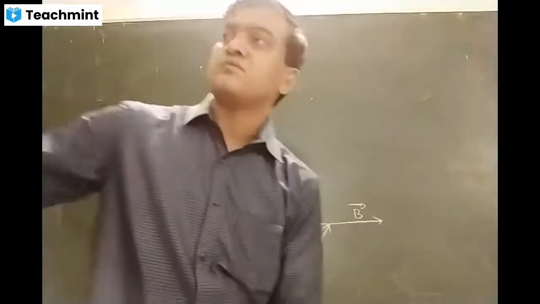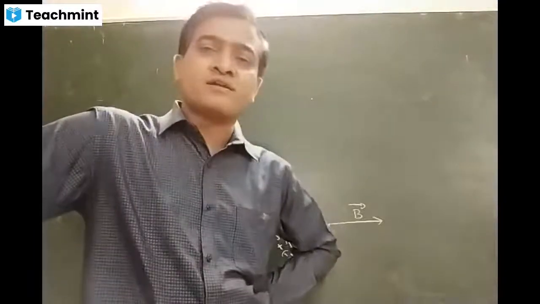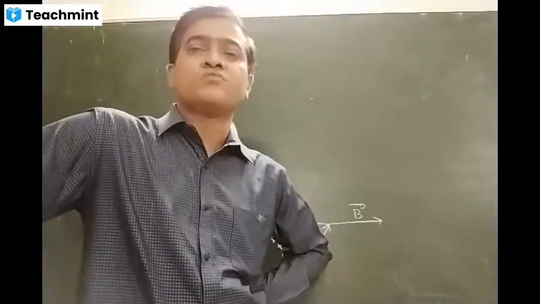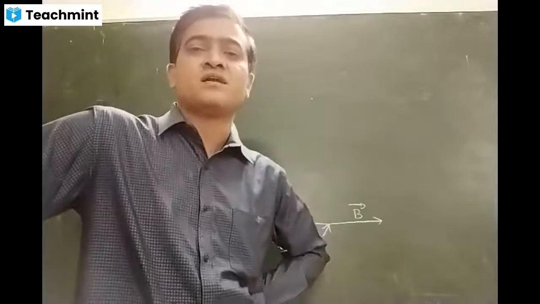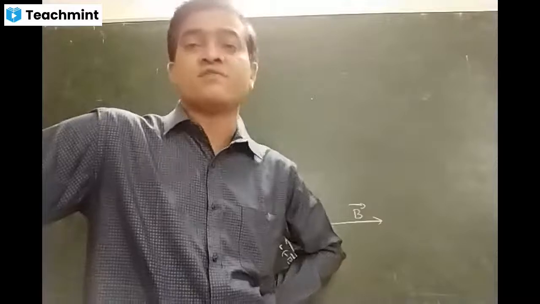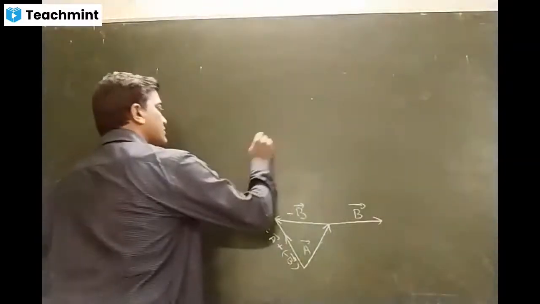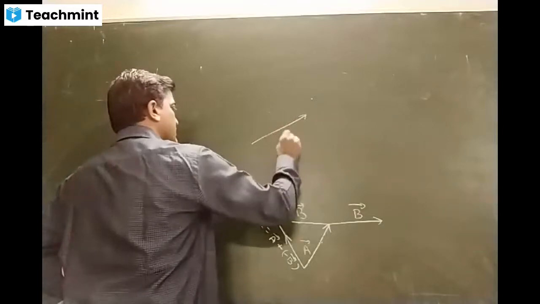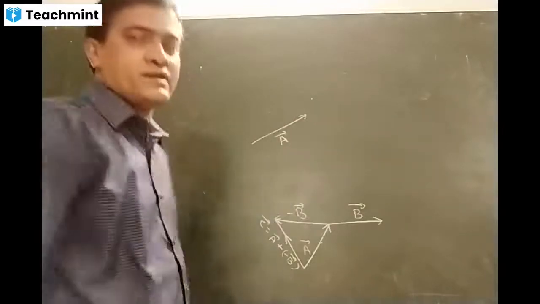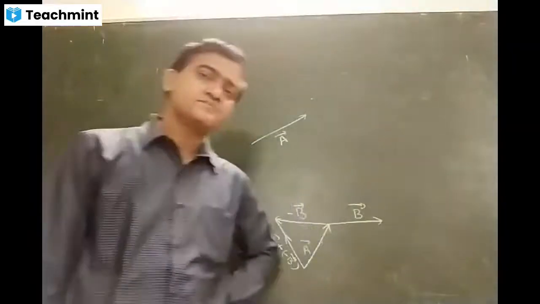Now let me give you another concept. Whenever you multiply a vector with a scalar, you will get the resultant in the same direction as that of the given vector. Okay, let me explain. For example, I have vector A. If I multiply this vector A with 2, 2 is a number. Can I say 2 is a scalar quantity?